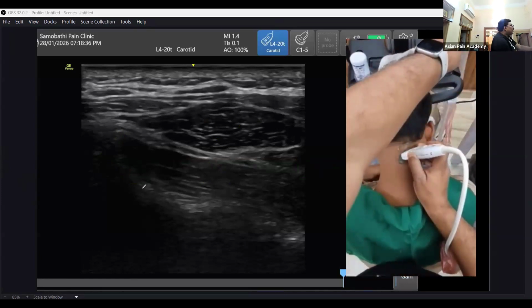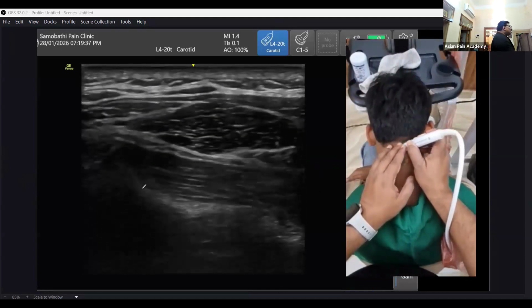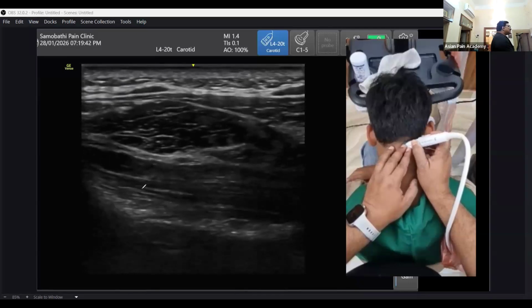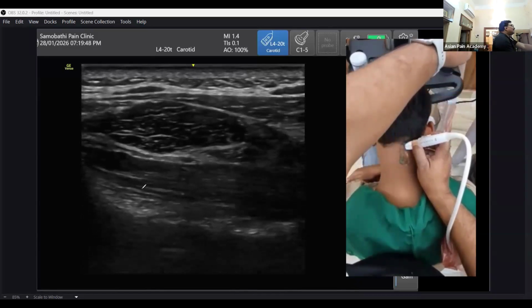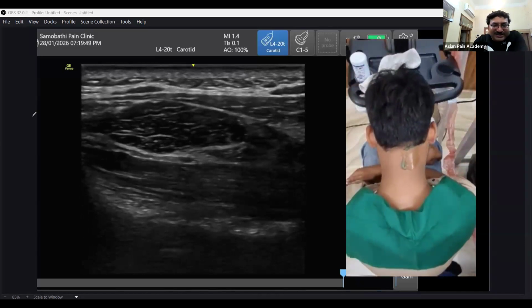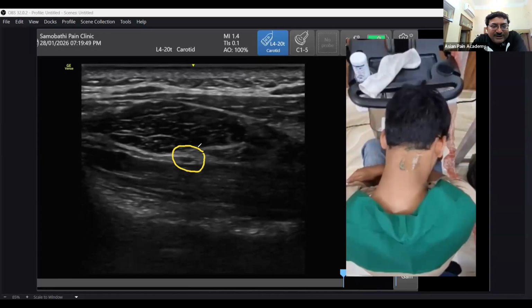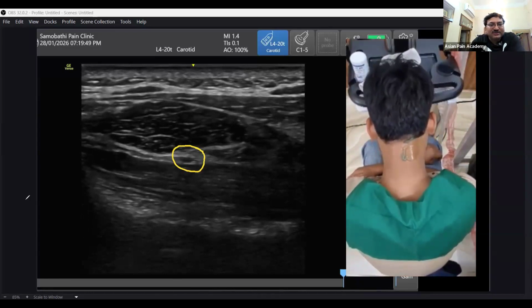So we have to find and get this interface first, and then we go slightly lateral in the same interface. And then you will be able to see in this plane a bubble-like thing. Can you see this bubble-like structure in the interface of these two muscles? Visible?